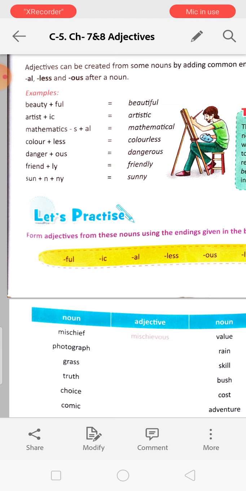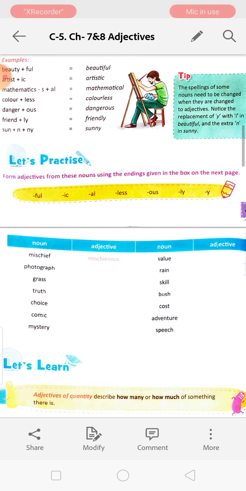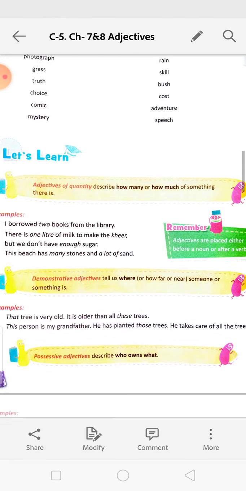Here, mathematics plus -al is mathematical. So read this one and try to do it. Next, form adjectives from the nouns using the endings given in the box on the next page. These are the nouns and you have to change them into adjectives by adding these endings. Photograph, photographic, grass, grassy, truth, truthful. Like this you have to change; you will do it by yourself.